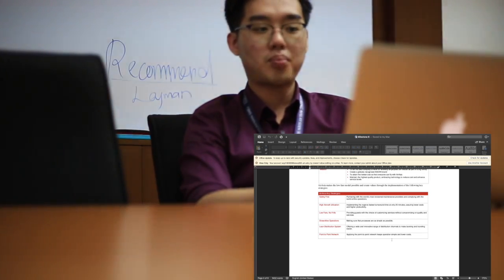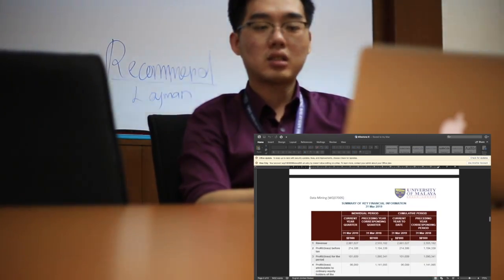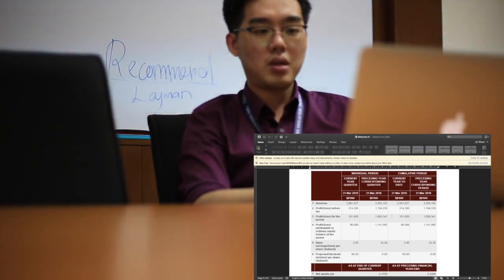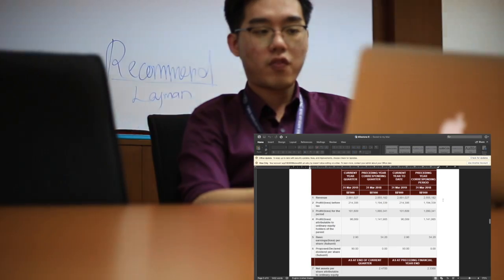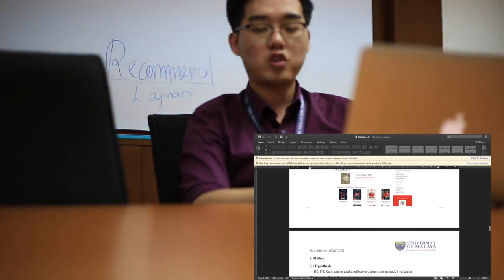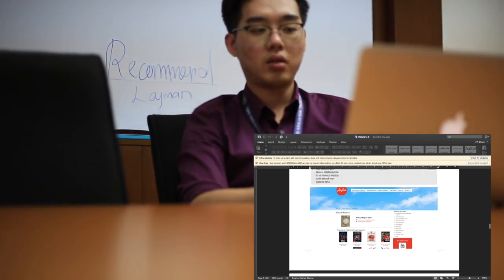implemented action plans. Okay, this is a summary of the financial information. So as at this period, how much is their revenue, their profit and loss, and what is their net asset. So this is their official company financial report.